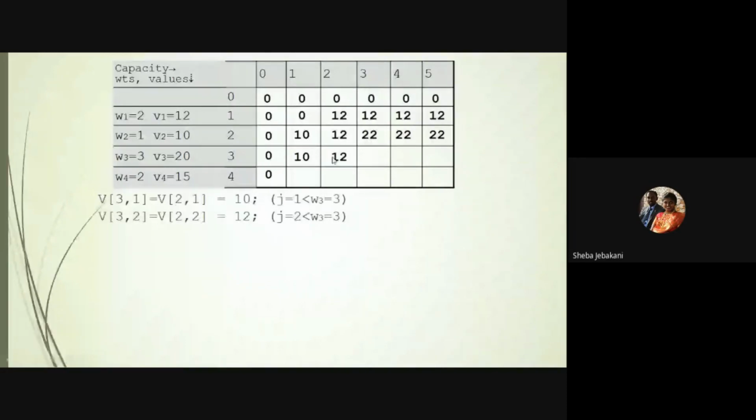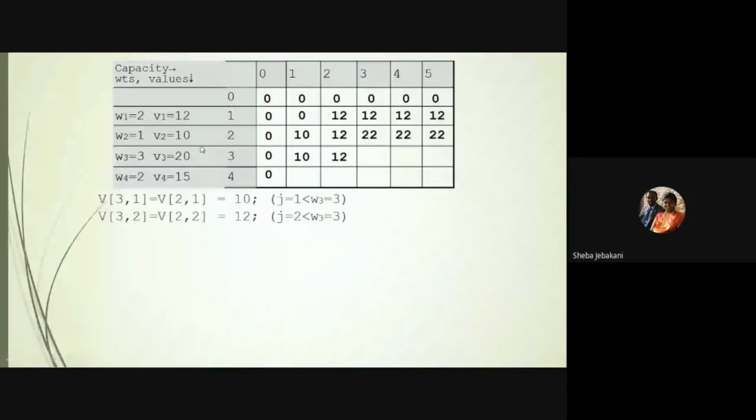When I come to the third position, that is 3, now I have 3 options. Either I can choose this, or I can choose this. Both will give me 3. This is also 3, 2 plus 1 is also 3. But between these two, I find 22 is greater than 20. Yes or no? So that is how we work it out.